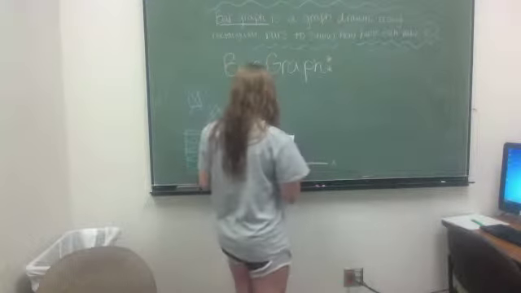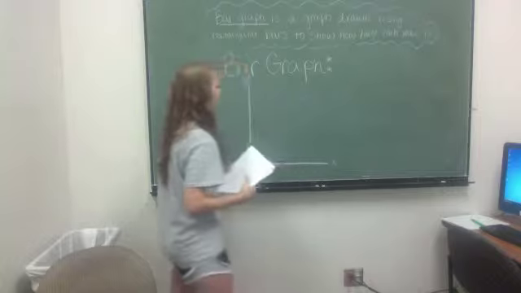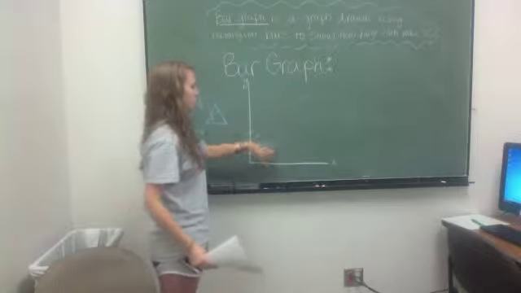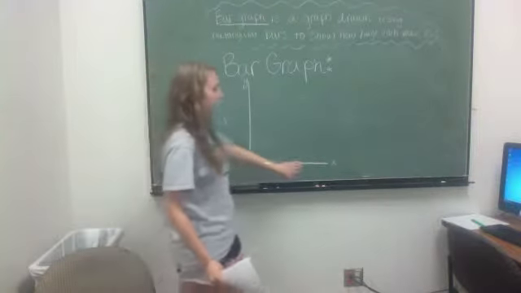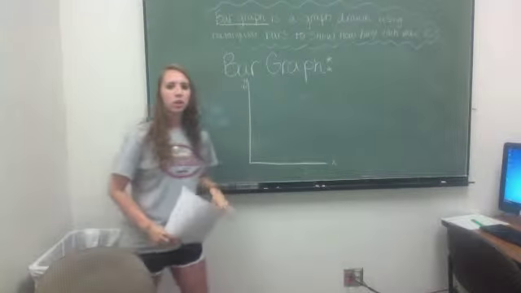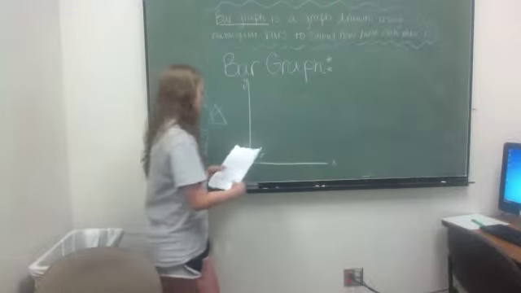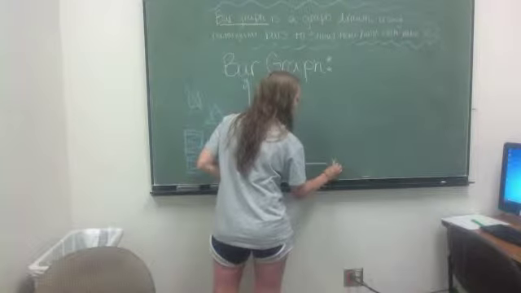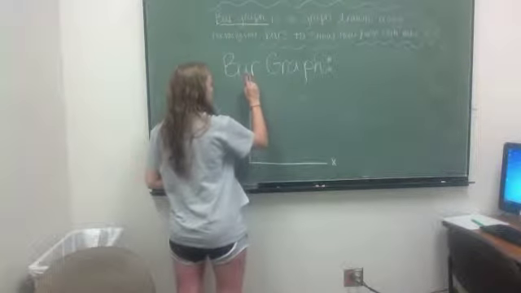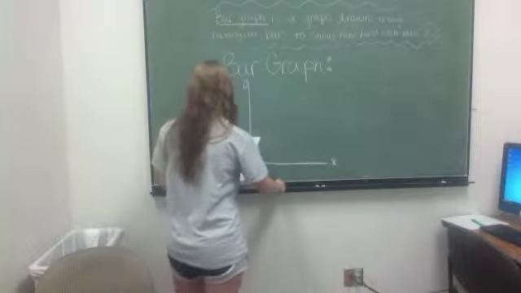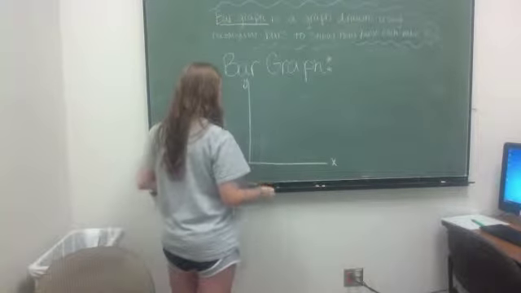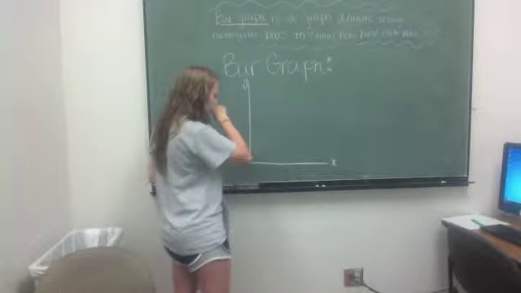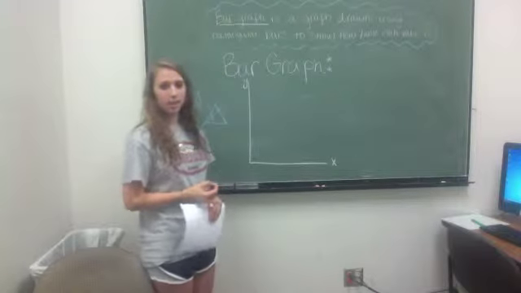Okay? So when we have a graph, what are things that have to be on our graph? Remember we talked about last week making the big L? Good. Very good. We have to have an x-axis right here. And we have to have a y-axis. Very good. So, a bar graph, we use bars to show data.